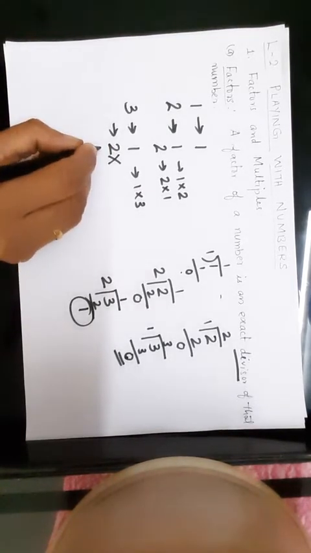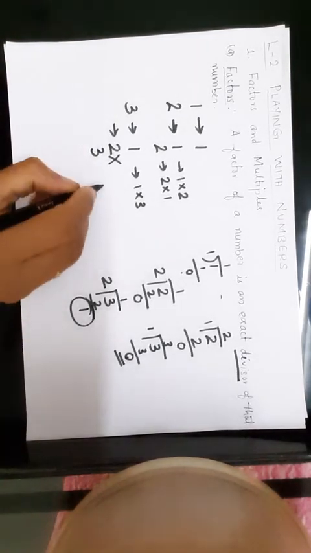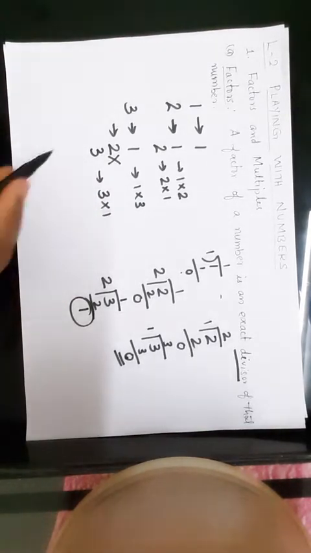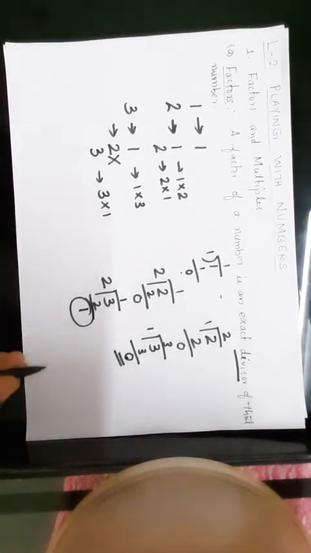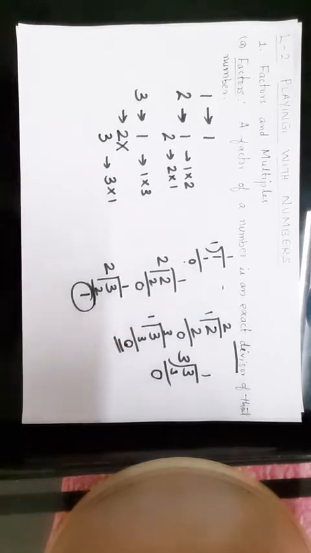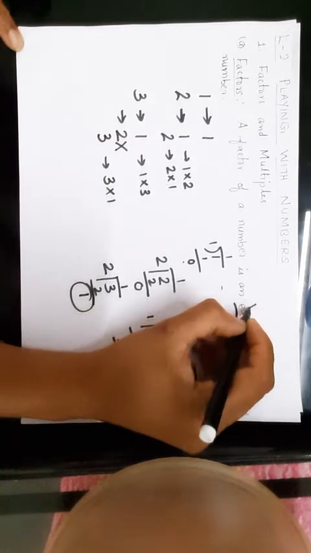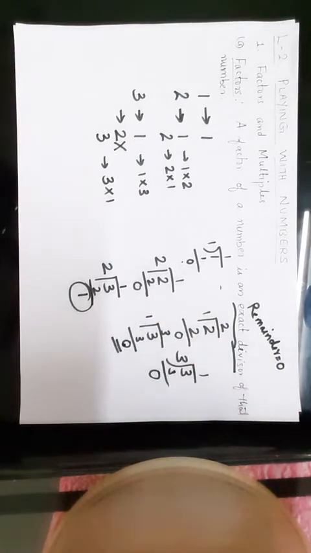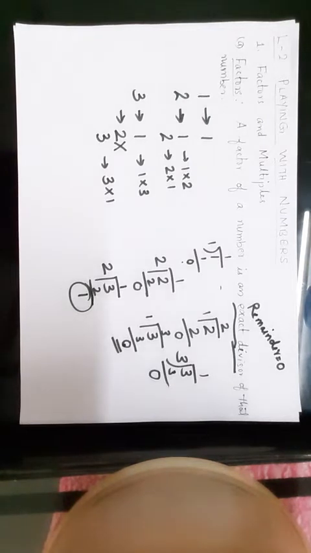Now let us check whether 3 is a factor of 3. Yes, because 3 into 1 is 3. When we divide 3 by 3, we get remainder 0. So that is an exact divisor. Exact divisor means the remainder should be 0.